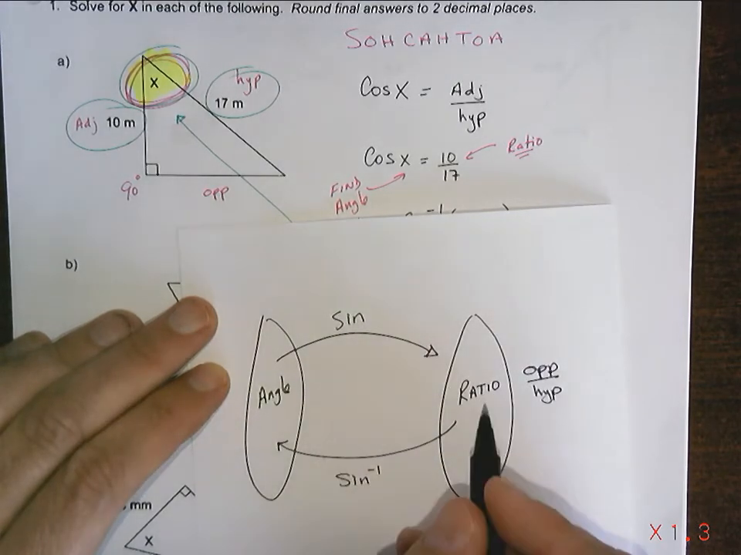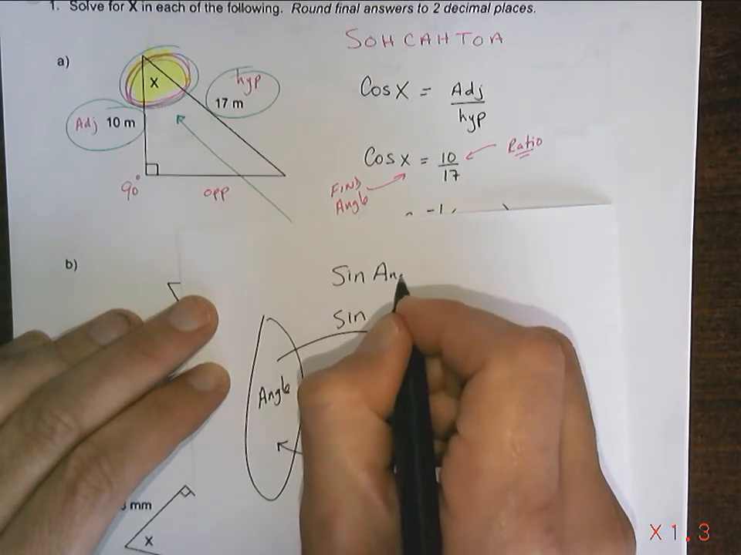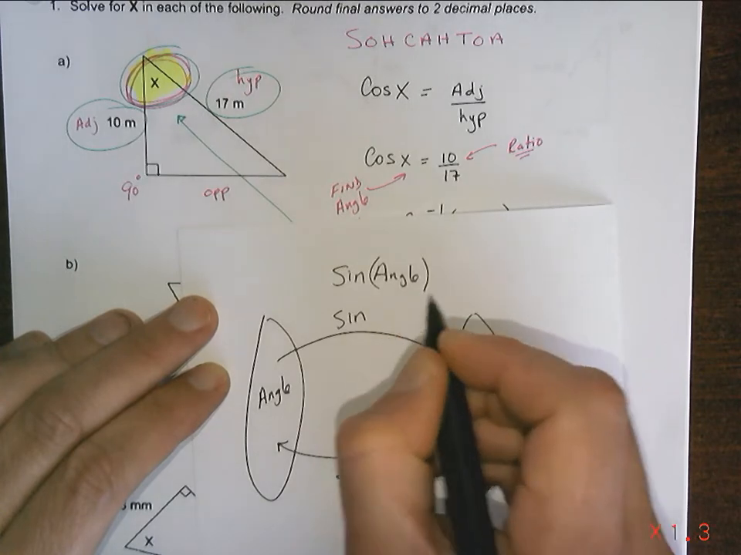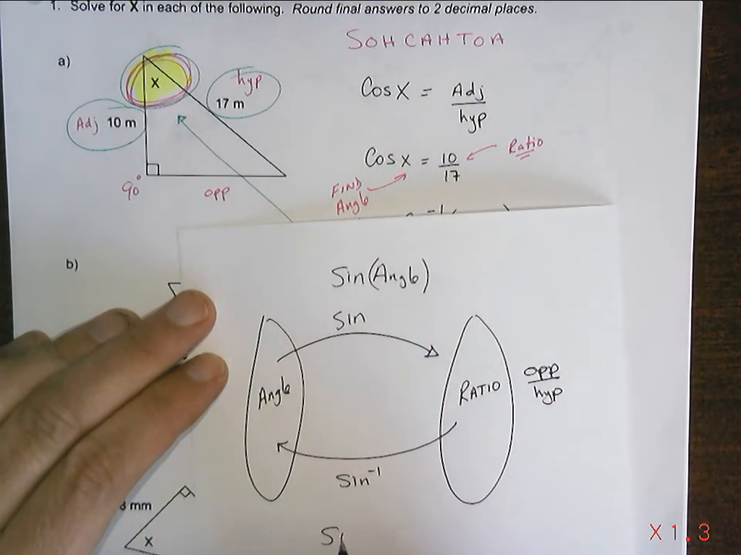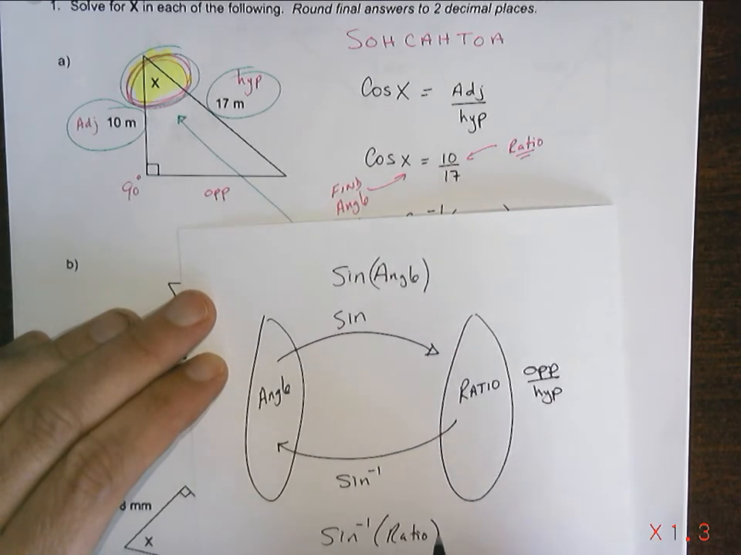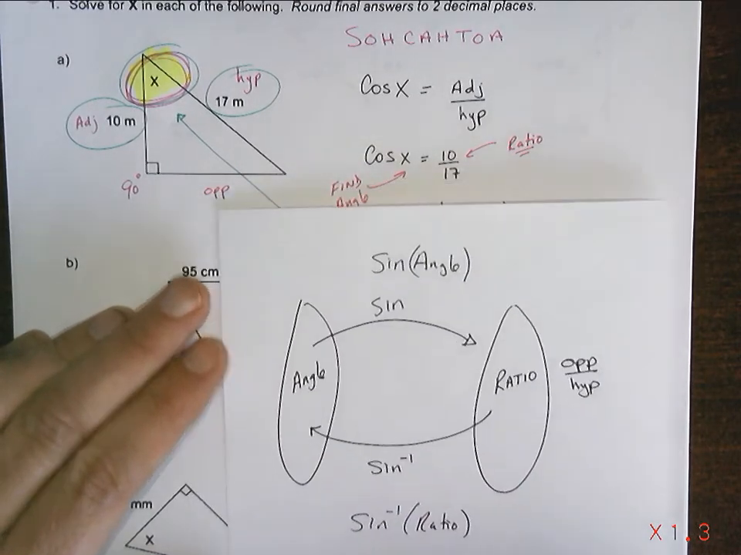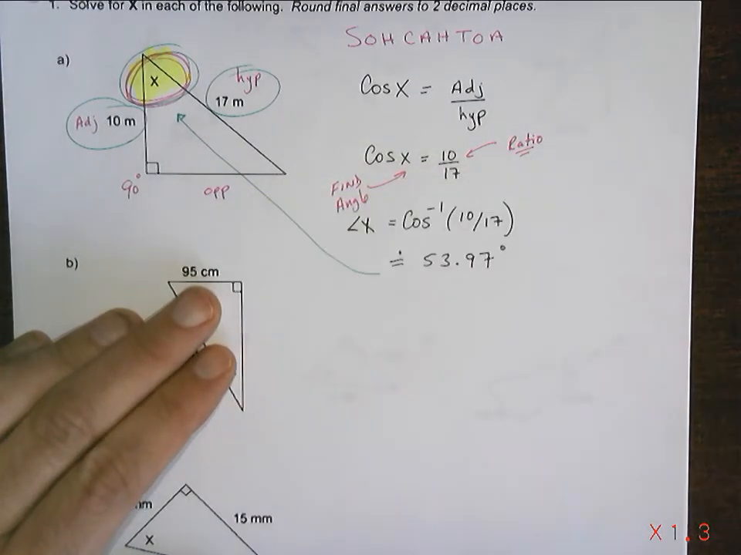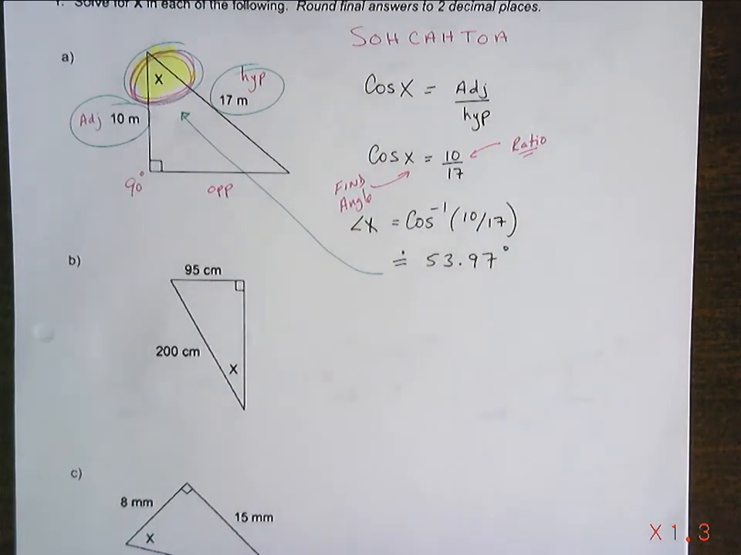So to get a ratio, you take the sine of an angle, you put it in your calculator, and it gives you the ratio. Going the other way, you take the inverse of the ratio, and it gives you the angle that has that. That's the way that works, back and forth. So that's why we're doing this. Let's look at the next example.